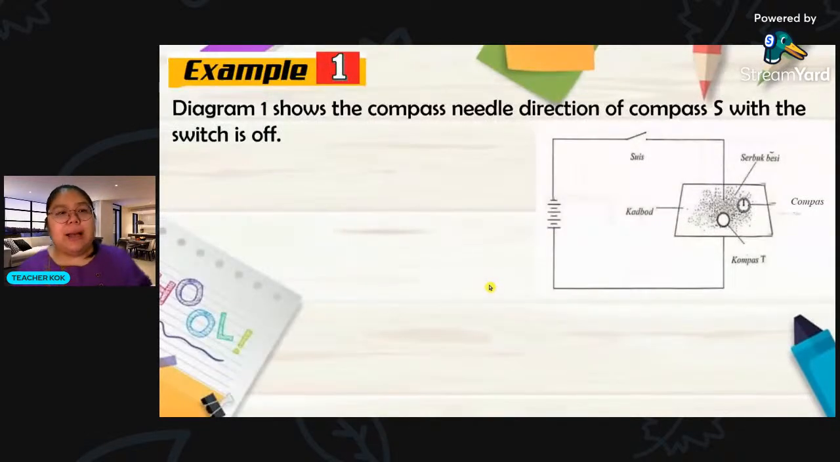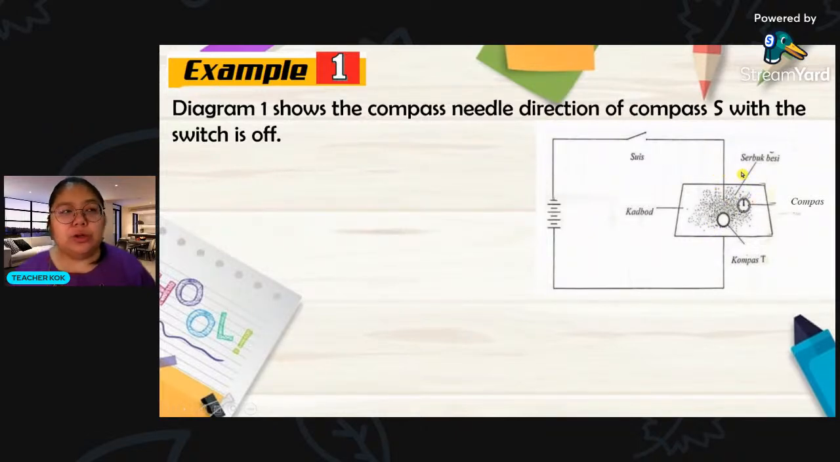Okay, we have an example question. Let's see the example question here. They show the compass needle directions. You can see the diagram here. They have compass needles surrounded by the current wire. There is compass S and also compass T. We have two compasses. When they just switch on, let's see what happens. When you switch on, that means the current is now going up. For this part, we see the current is up.